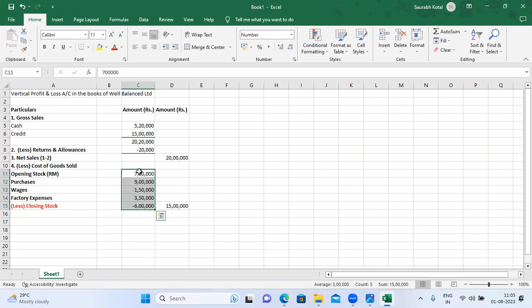How did 15 lakh come? 7 lakh plus 9 lakh, then plus 1 lakh 50,000 plus 3 lakh 50,000 minus 6 lakh. Why are we reducing 6 lakhs from cost of goods sold? Because closing stock is not a part of cost of goods sold. Though we show it in cost of goods sold, it is not an expense. So what do I mean? It means you have to reduce it from cost of goods sold. Okay.